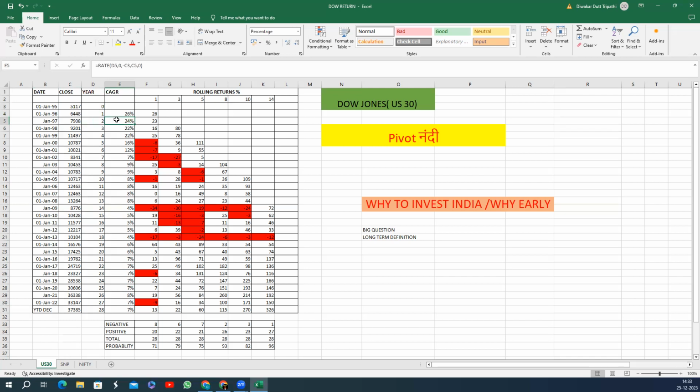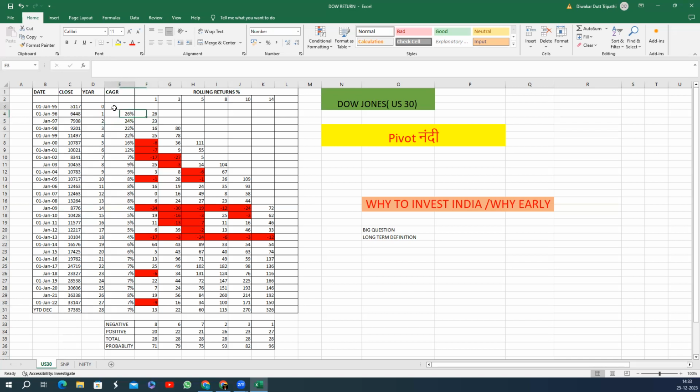So don't get confused by what is 26, 23. It is only sharing here in this 1 year column. I am sharing that if someone invested in 96 and remained invested in 97, the difference in rolling returns is 23%.